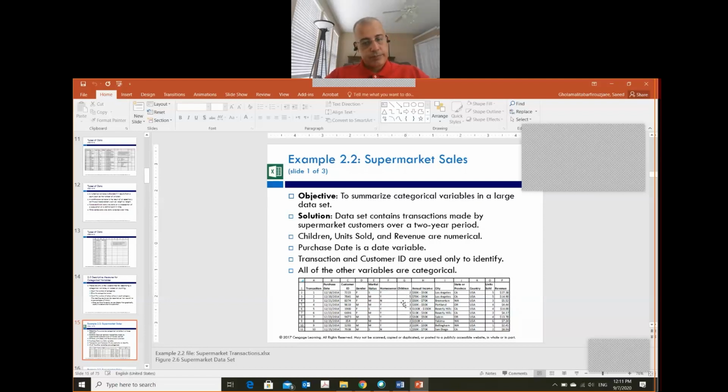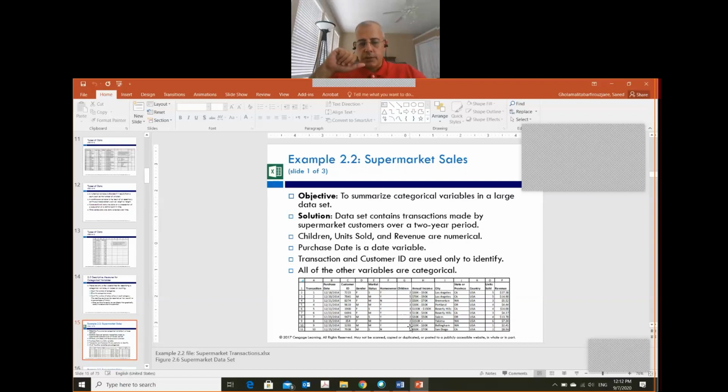Number of children is numerical and ratio. Annual income, again, is a numerical variable. City is a label or nominal. State, nominal. Country, nominal. Units sold, numerical, and revenue. So we have only three numerical variables: revenue, units sold, and number of children. The rest are categorical.